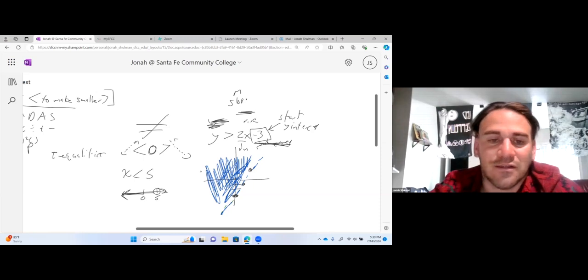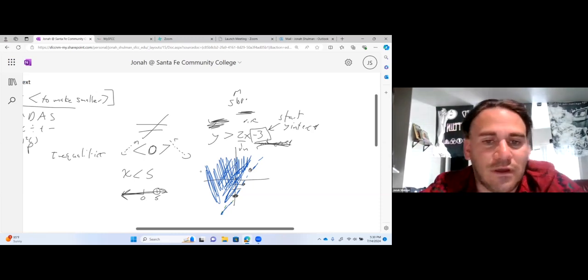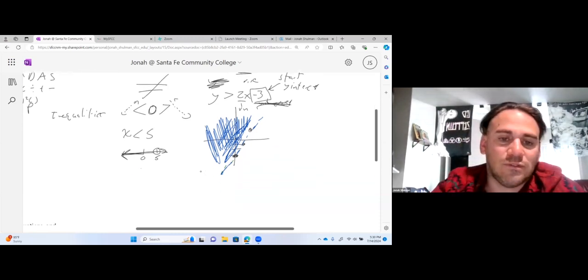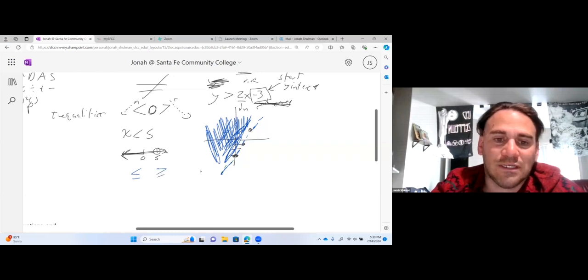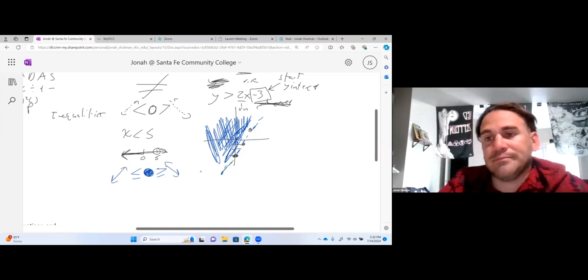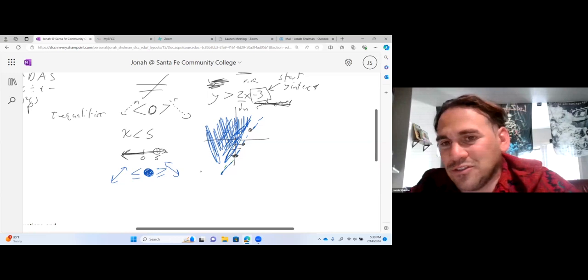Okay, but this is dotted. Now this is different if we have the equal sign. So if we have the equal sign, guess what? That circle is filled in. It's "and equal to," so we also hit it. So it will be a solid line as well. Hopefully that's useful for you.